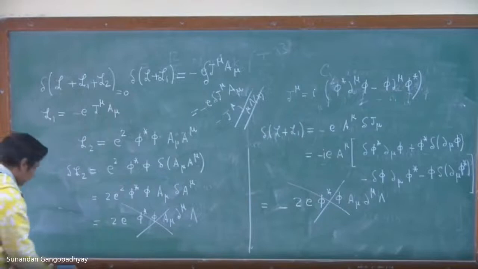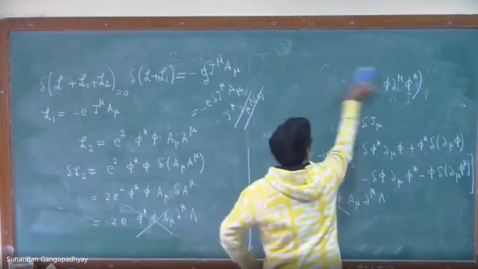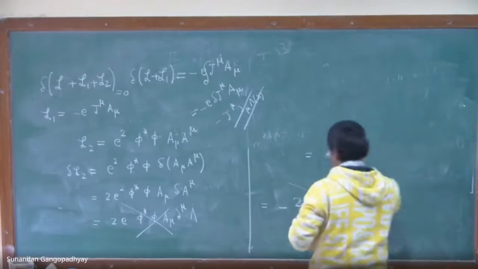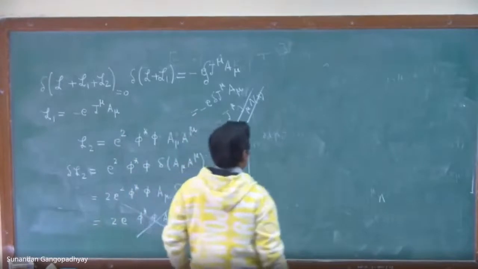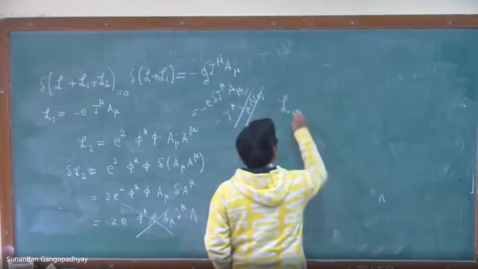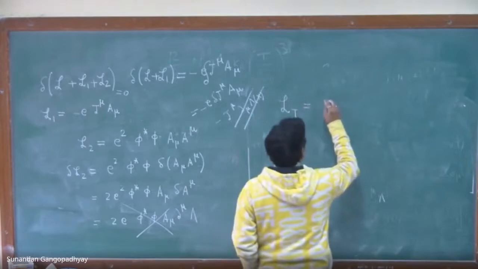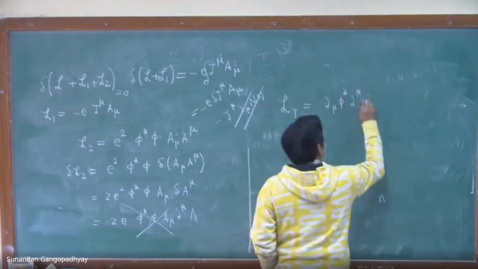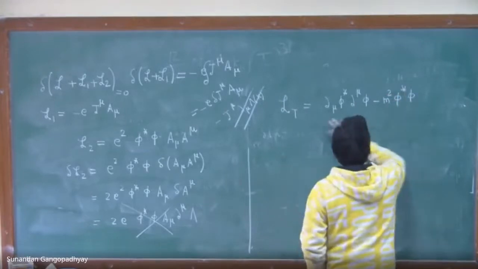And therefore we now have a theory, our full theory, which remains invariant under the transformation that we have written down earlier at the beginning of this lecture. We write down the full theory as L_T, and that is basically L plus L1 plus L2. L is what? L is ∂_μ φ* ∂^μ φ minus m² φ* φ. This is what L is.